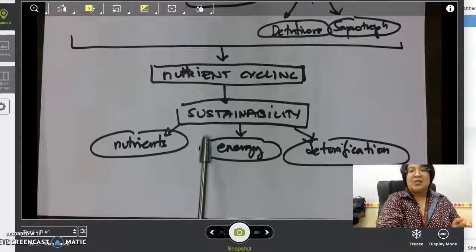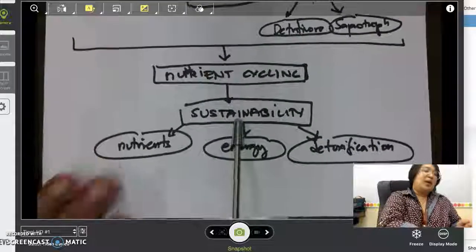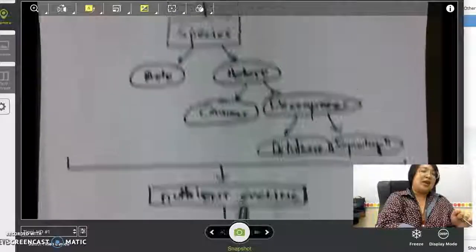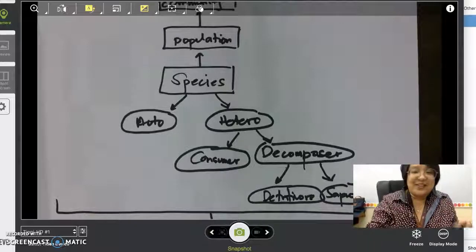So let's end with saying that 4.1 really should help you understand that everything in the ecosystem is just a circle of life. Okay, thank you.